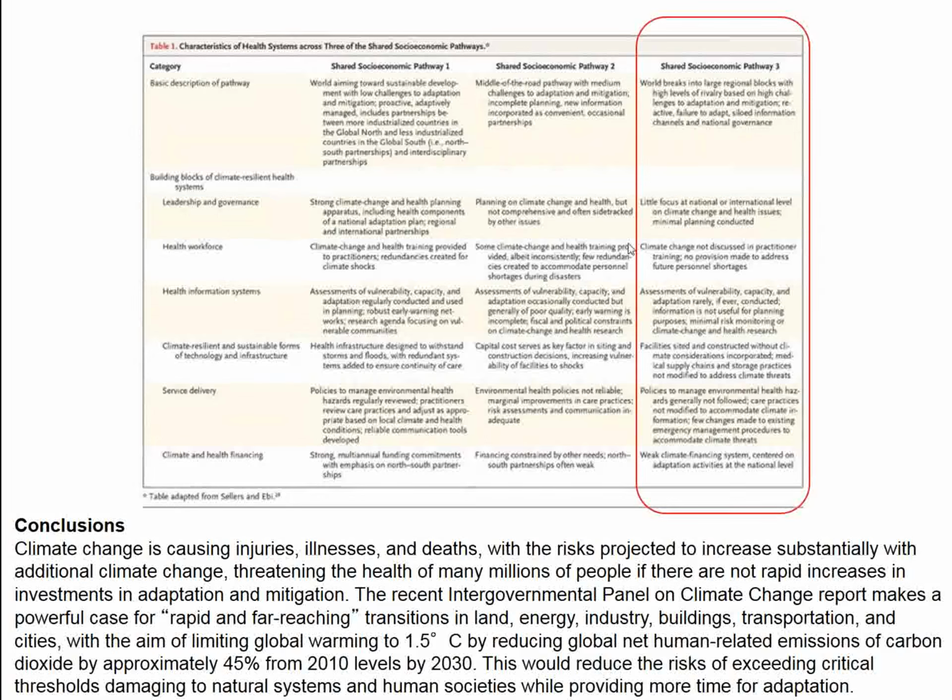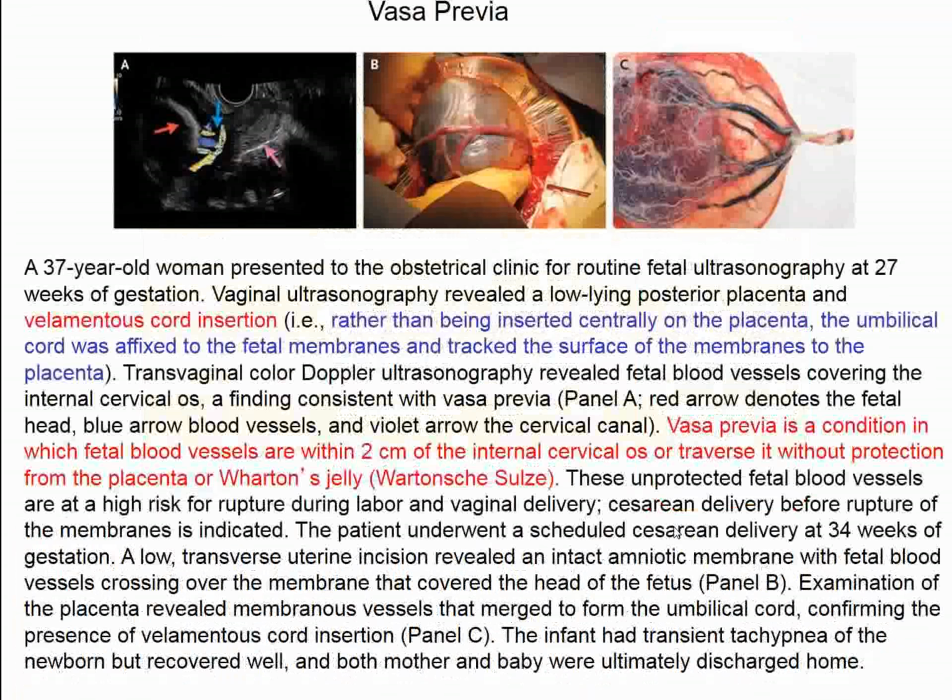And what we've observed is even Model 3, where the world breaks into large regional blocks and little focus at national or international level, I put this in red because I think this is what's happening now. But things can always get worse. And that's the conclusion in this important review.